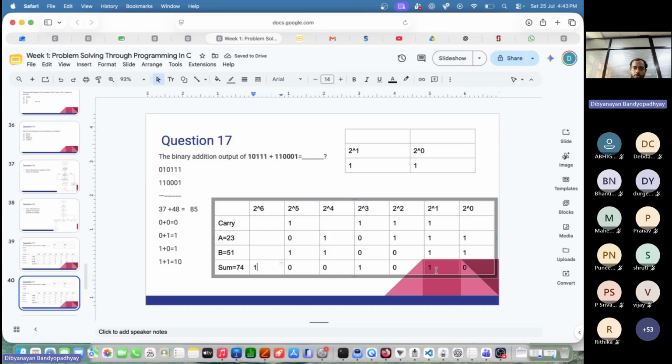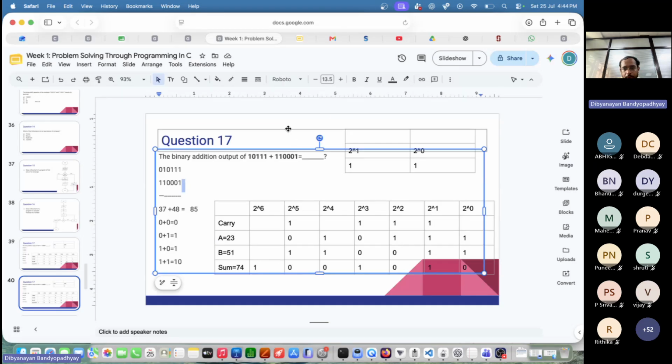Okay. So 2 to the power 1 is... This is 2 to the power 3, this is 8. There is some mistake, I think. 2 to the power 1 is what? 2. And 2 to the power 3 is 8. So 2 plus 8 is 10. And this is 64. 64 plus 10 is 74. No, this is correct actually. So please verify it once.